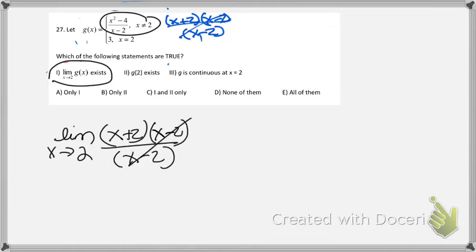Well, cancel and plug in the 2. You get 4. Okay, so yeah, it exists and its value is 4. This would be 4, the value of the limit if they asked for it.